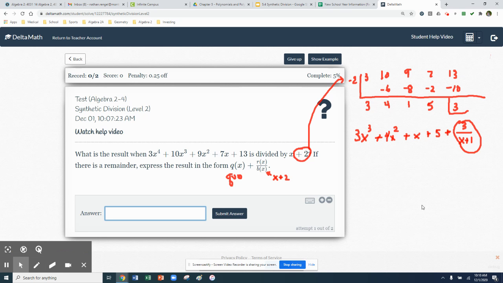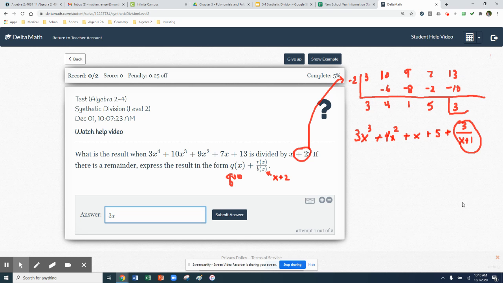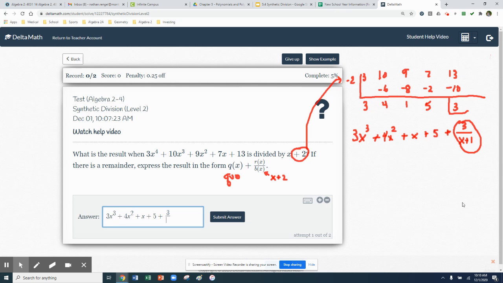So now we'll head in to type that in. We'll head in 3x, hit shift 6 to get your exponent. Plus 4x squared plus x plus 5 plus, here we're going to have 3. The fraction button is the backslash, which is right next to shift, over x plus 1. So there would be our result.